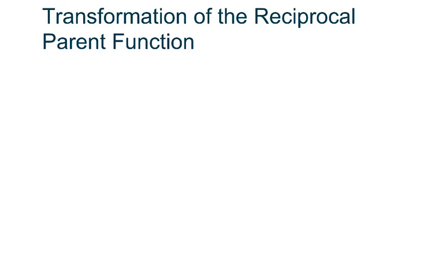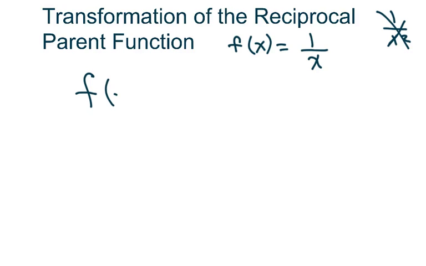Hi everyone, we're going to transform the reciprocal parent function. Here's the reciprocal function I'm talking about. The next video is going to be 1 over x squared, and that's not going to be on this video, so I'm taking that one out. What we're going to do is this one right here, f of x equals 3 over x minus 2 plus 1.